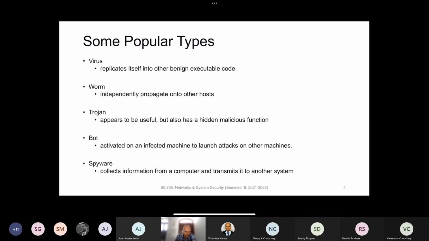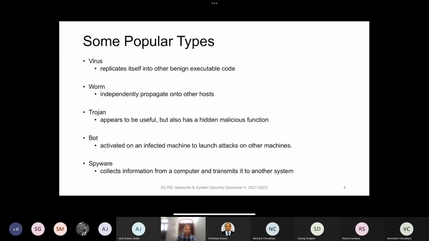Okay, so then there are some popular types of malware. I should have included ransomware here as well, but these are some very popular types of malware.